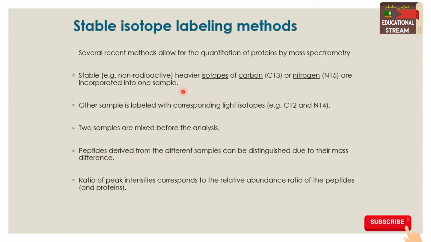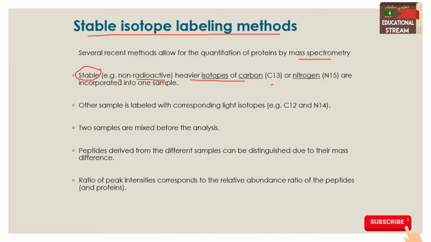On the previous slide, we have seen the disadvantages of using mass spectrometry directly for quantitation of protein. So there are several methods which have been developed to allow the quantitation of protein by mass spectrometry. One of the methods used is the stable isotope labeling method. Now we are using stable isotope labeling instead of the radioactive labeling that we discussed previously, because radioactive labeling has certain hazards. Therefore, stable labeling is done by using the heavier isotopes of certain elements.